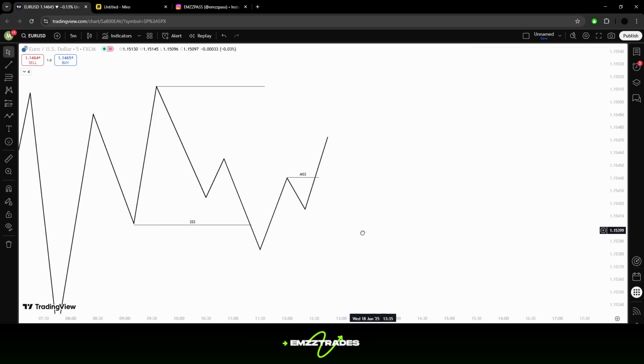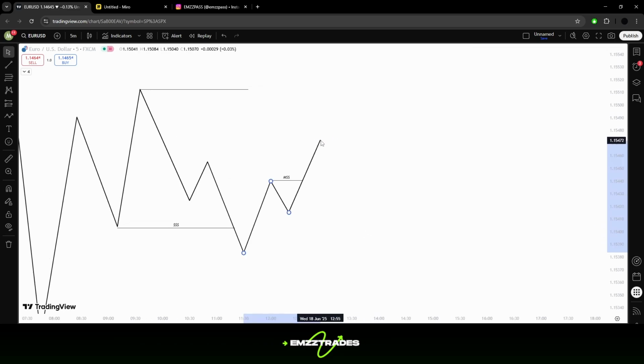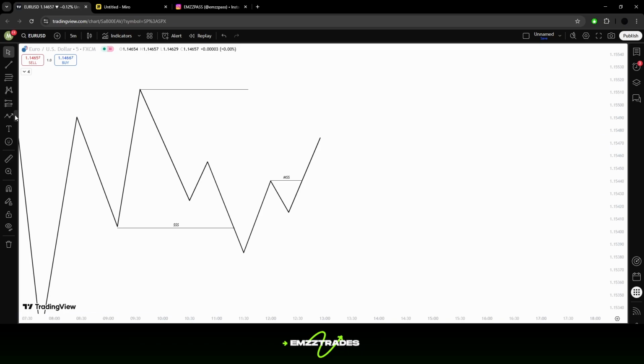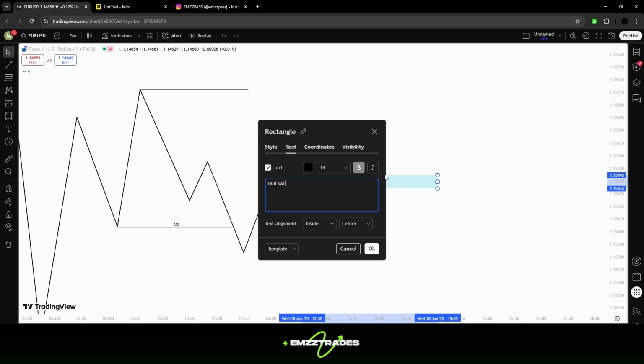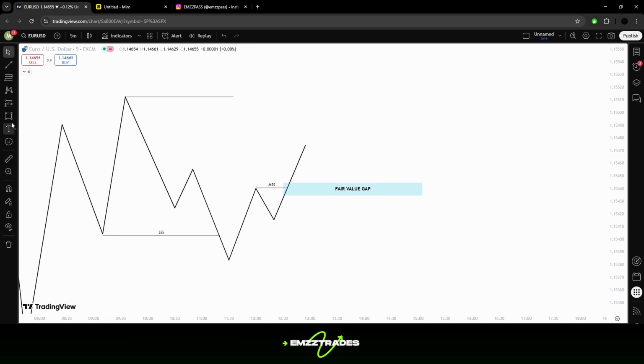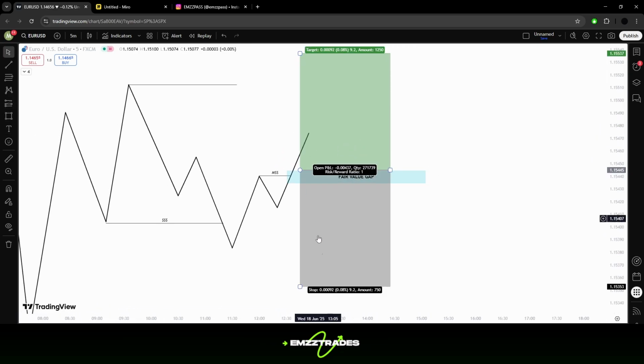And once I do get a market structure shift, all I'm going to be doing from here on out is very simple. We're just going to be identifying the fair value gap, and then we overlap it with the market structure shift for a very high probability, and then we execute the trade straight away. So I'm naming this my fair value gap right there, and after I do, I'm going to wait for price to drop back into this area, and I'm going to be placing my actual trade right there.